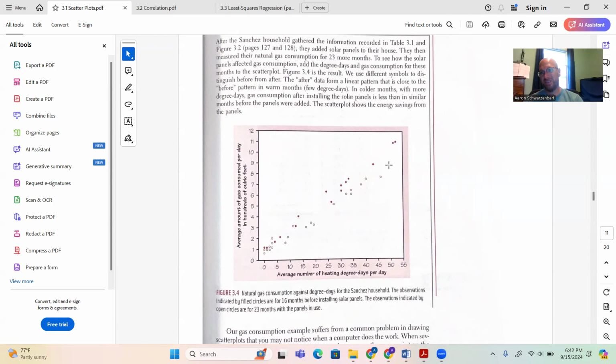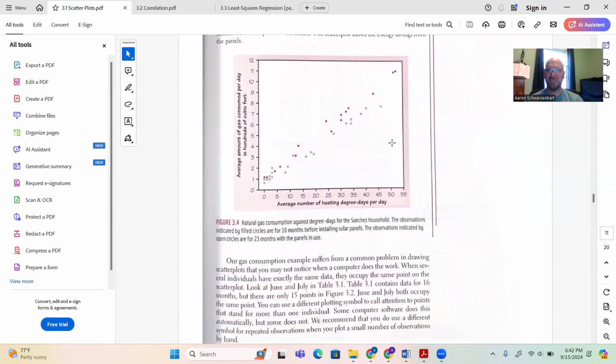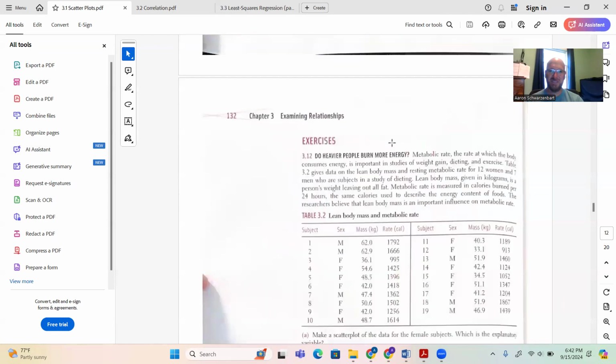So we definitely have evidence for less. We have evidence for worth putting in solar panels. That's a whole other discussion. But a graph like this can help us look at the evidence and visualize it.